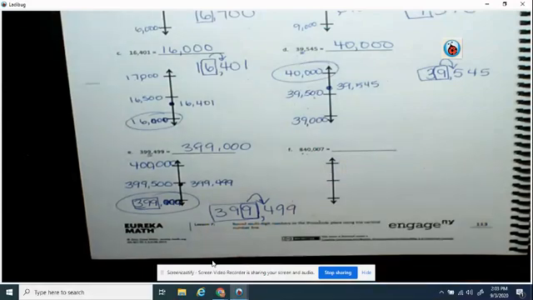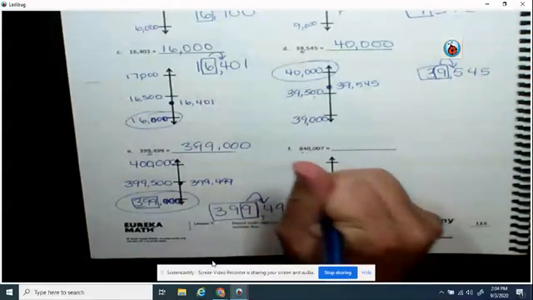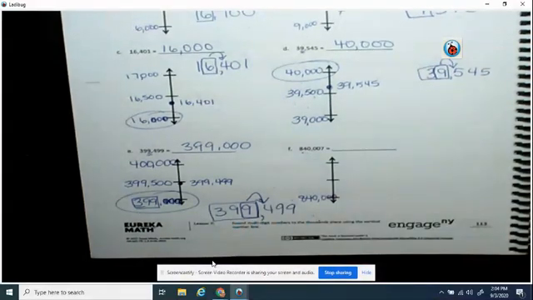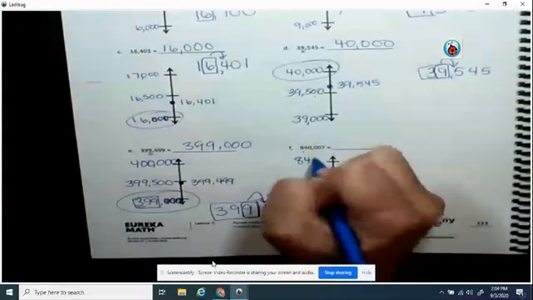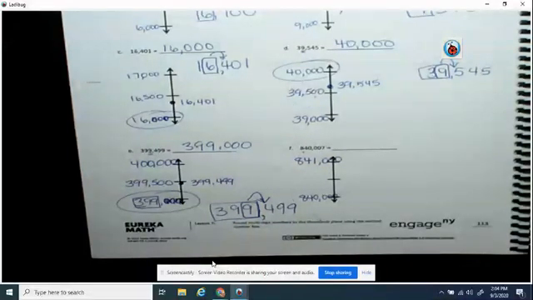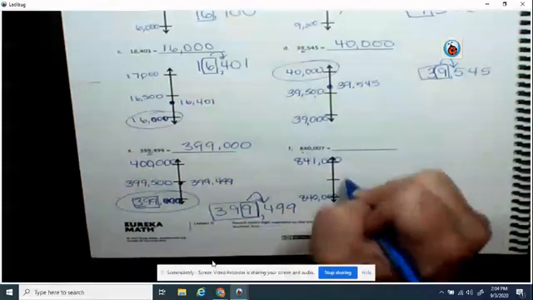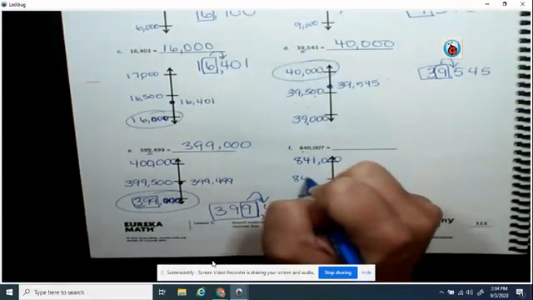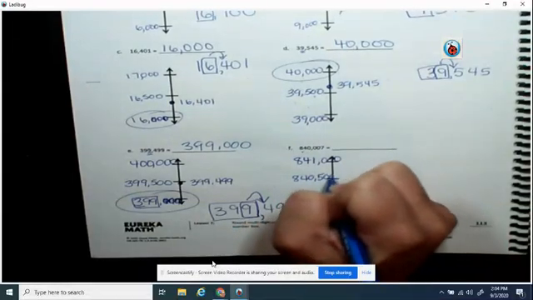840,007. Well, we're only changing the thousands place. 1,000. Okay, so I have 840,000. 840 plus 1,000. We're only changing it 1,000. So it's going to be 841,000. And right in the middle of that would be 840,500.